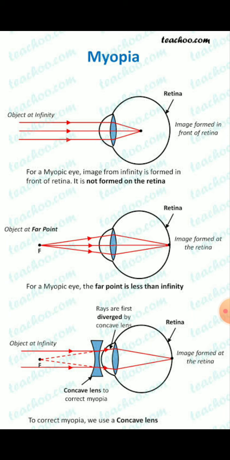So, this is all about myopia. Let us once again revise it. For myopia, the image is formed in front of the retina, but where should it actually be formed? On the retina. So for that we use a concave lens, which is a diverging lens, and the concave lens helps to diverge the light rays, and then the image is formed on the retina. So this is all about myopia.